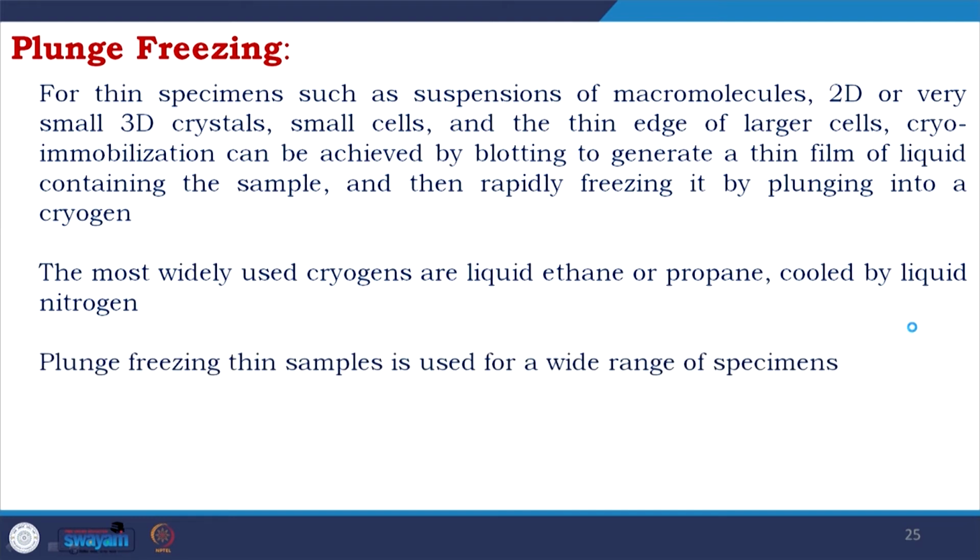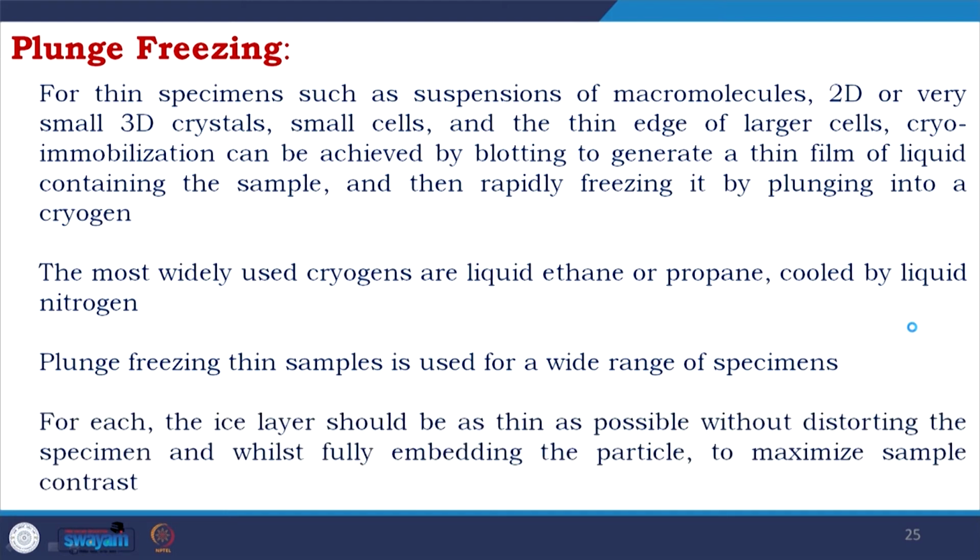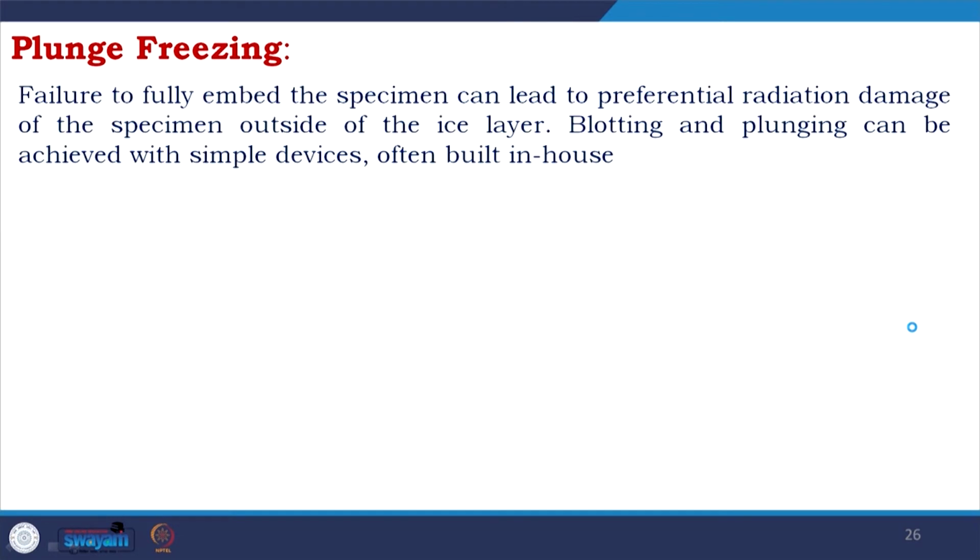Plunge freezing thin sample is used for a wide range of specimens. For each, the ice layer should be as thin as possible without distorting the specimen and whilst fully embedding the particle to maximize the sample contrast. Failure to fully embed the specimen can lead to preferential radiation damage, because if you could not embed it, there would be radiation damage of the specimen outside of the ice layer.